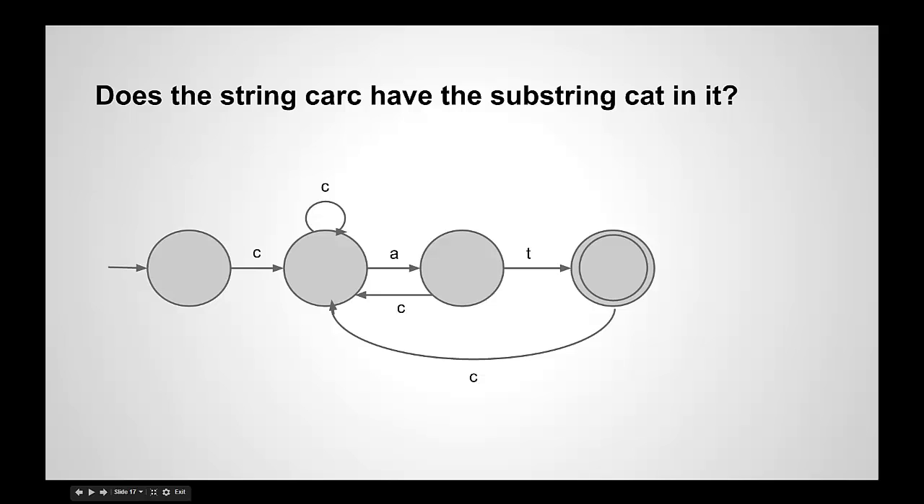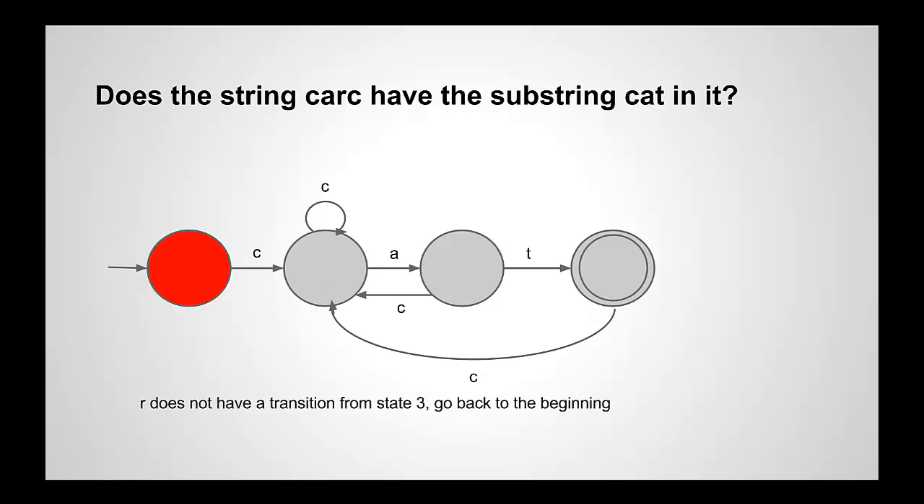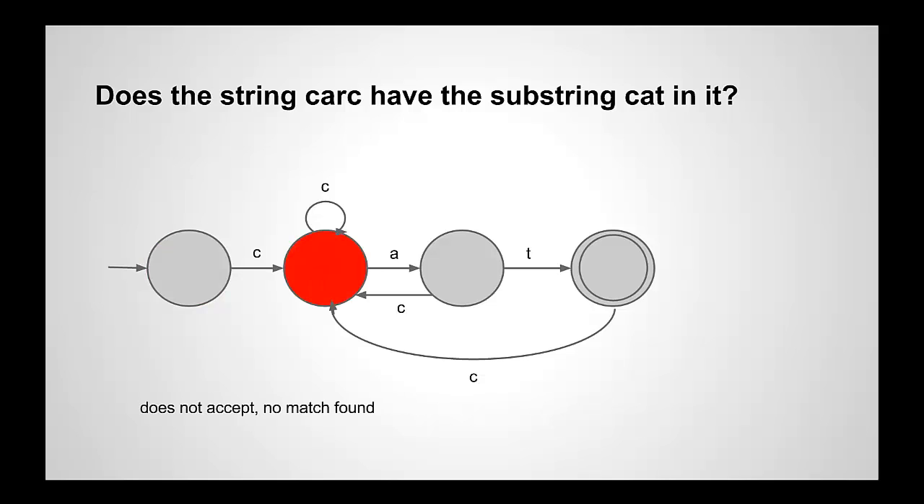Another example, does the string CARC have the substring cat in it? Again, we start in the first state on the left, follow the C, then the A, then we encounter an R, which means as there are no edges, go back to the first state. Then we follow the C we read in. At no point did we reach the accept state, which means that CARC does not have the substring cat in it.